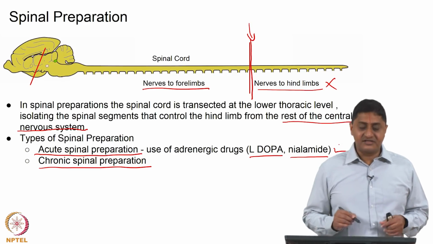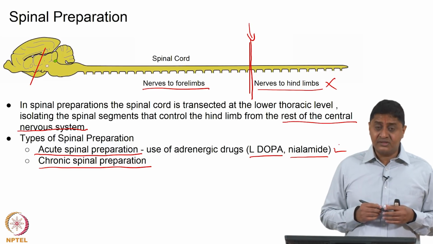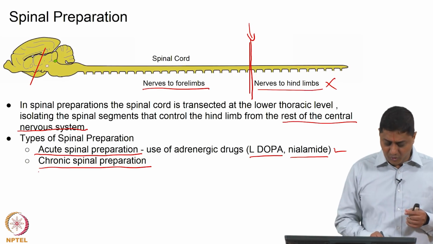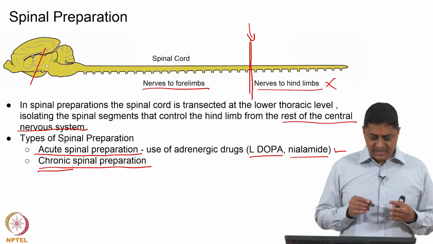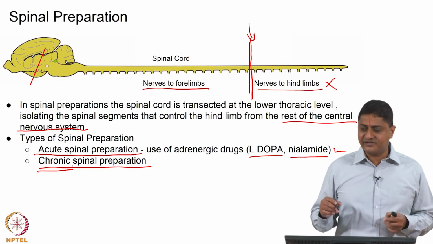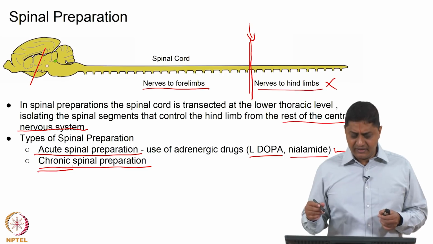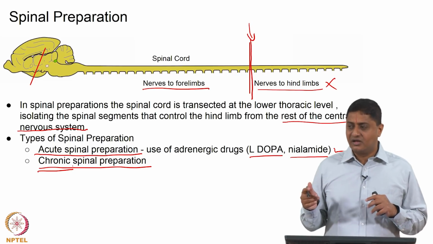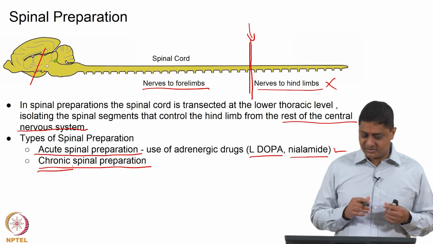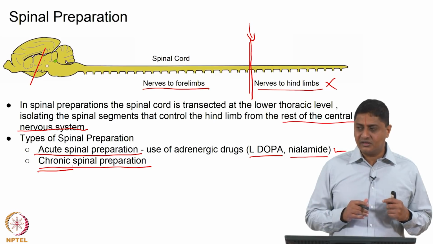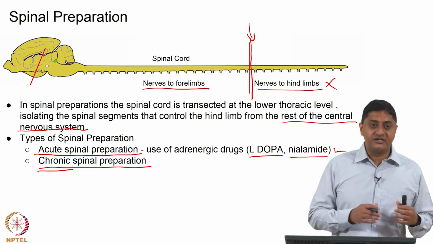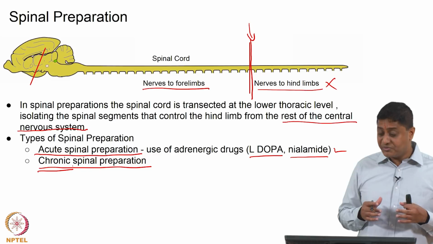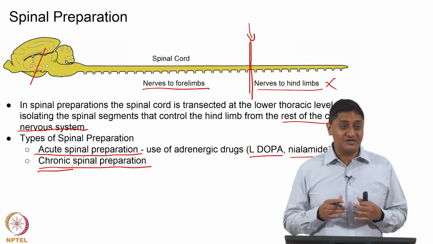So, in the acute spinal preparation I said that spontaneous locomotor activity can be generated by the use of these adrenergic drugs. Then there is one more case of spinal preparation that is called the chronic spinal preparation. These animals actually recover activity after some time, and the performance is not going to be normal. Of course, you cannot expect that the walking is going to be normal after the surgery, but much of the function is still retained, one would be surprised that wow, this animal is able to do that.